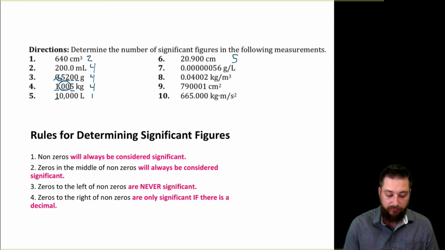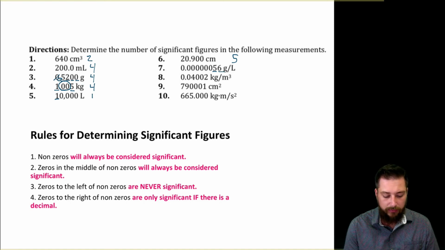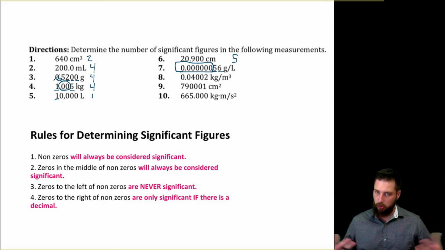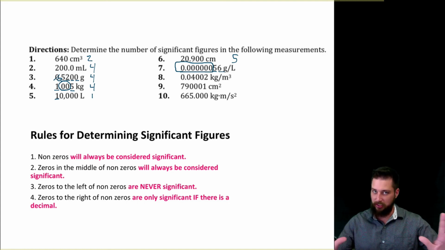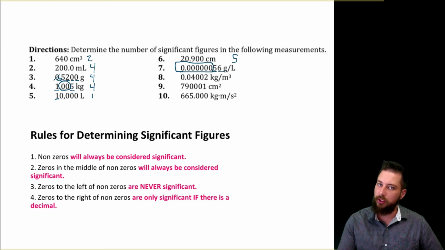Now for this next one, the 5 and the 6 are both significant. However, what about these zeros right here? Where are they located? And I keep emphasizing this because it's a very common mistake that will occur throughout the whole year. So let's go ahead and get past it right now. But all of those zeros are to the left. And what are they to the left of? They're to the left of the numbers.